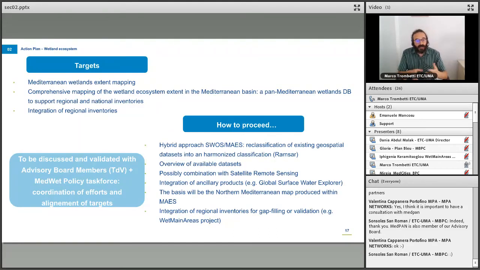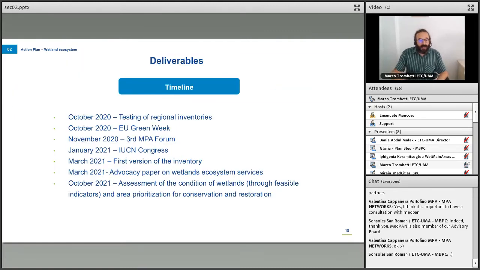So to sum up, the targets, well, they've already been mentioned by Antoine, and I mentioned them already before, they are quite clear. The methodology we intend to apply to reach this target, which are ambitious, absolutely, are also quite defined. For sure, the basis will be the work we've been doing for MiWs, so the mapping of wetlands at the European level, so applicable for the Northern Mediterranean part of the study area. This work will be integrated with regional inventories, as we've been starting doing already. And then, of course, we need to integrate ancillary products, possibly also based on satellite remote sensing. All this framework of work will need to be, of course, further discussed and validated with our advisory board members, so through the VALA, but also with the MedWet Policy Task Force. Deliverables already mentioned.